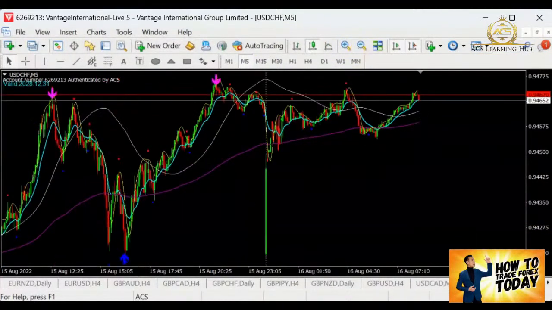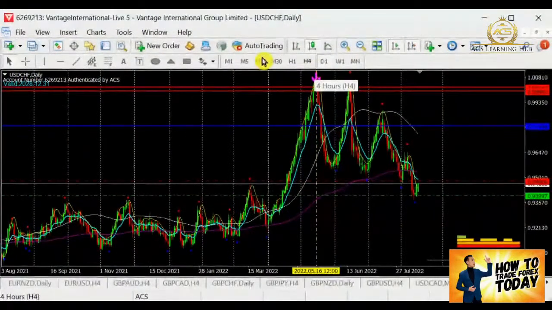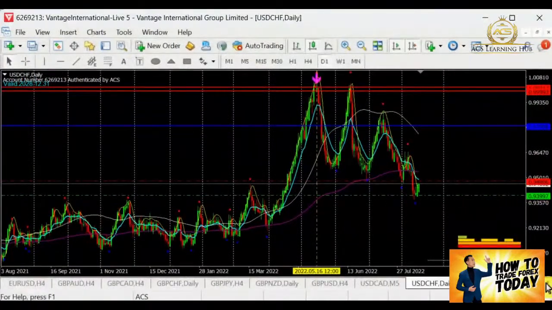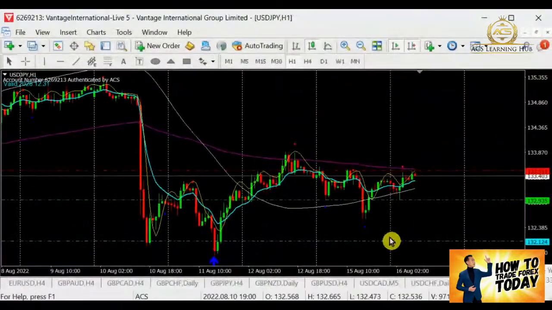All right, dollar franc. Dollar franc will be on the buy side. No selling. Very, very clear.